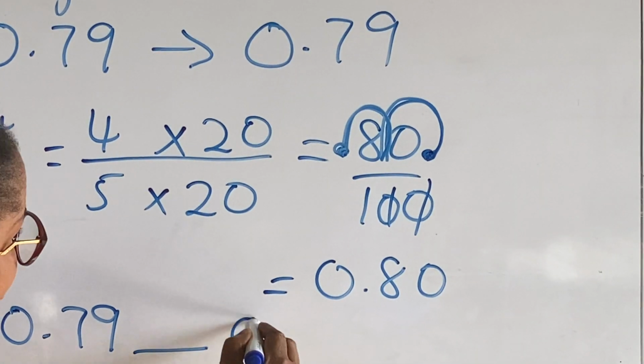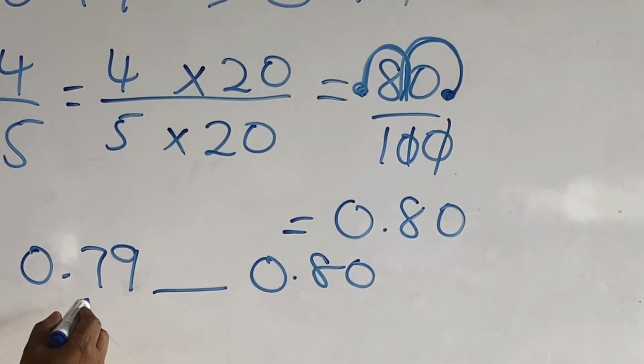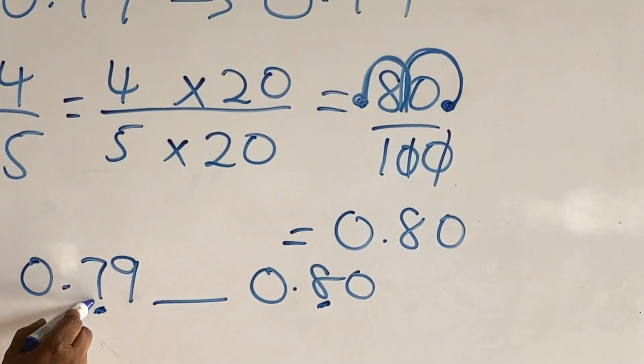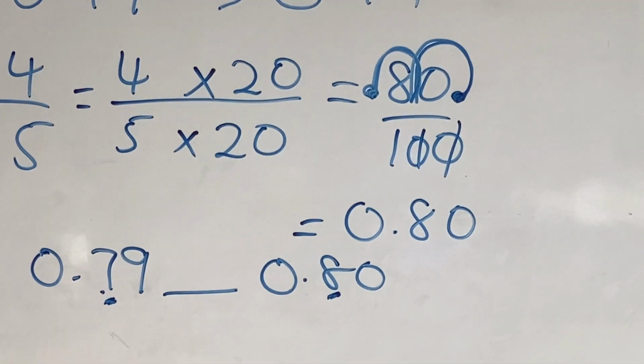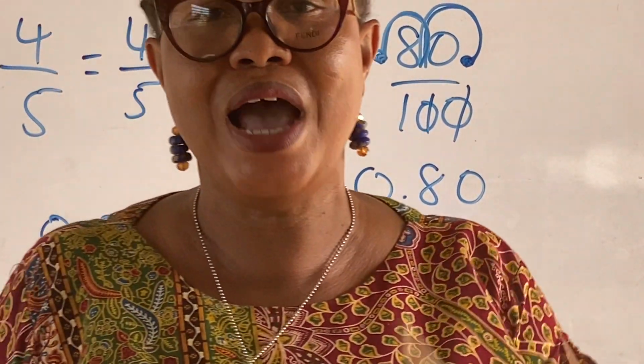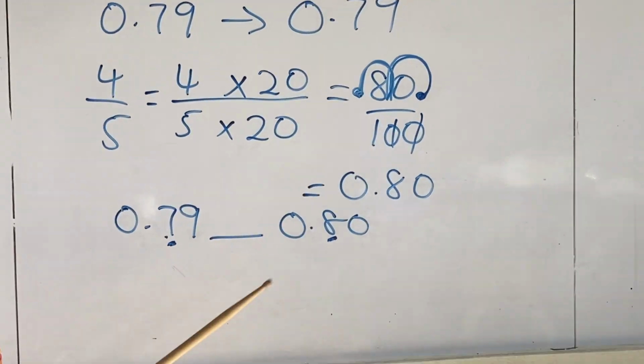Now we can compare 0.79 and 0.80. Which one is bigger? We look at the number after the decimal point. We have 7 and 8. So we are going to compare the immediate number after the decimal point. We have 7 and 8, and 7 is smaller than 8.